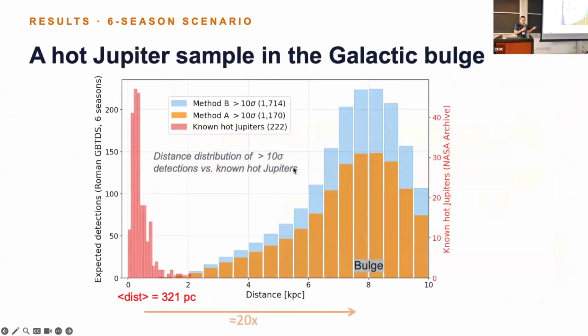This is the distance comparison, what I mentioned earlier. This is the distance distribution of hot Jupiters that we know of, and this is the predicted distance distribution of hot Jupiters with the detected atmosphere that we expect to get, and it peaks around the distance of the bulge, again, because that's where the stars are.